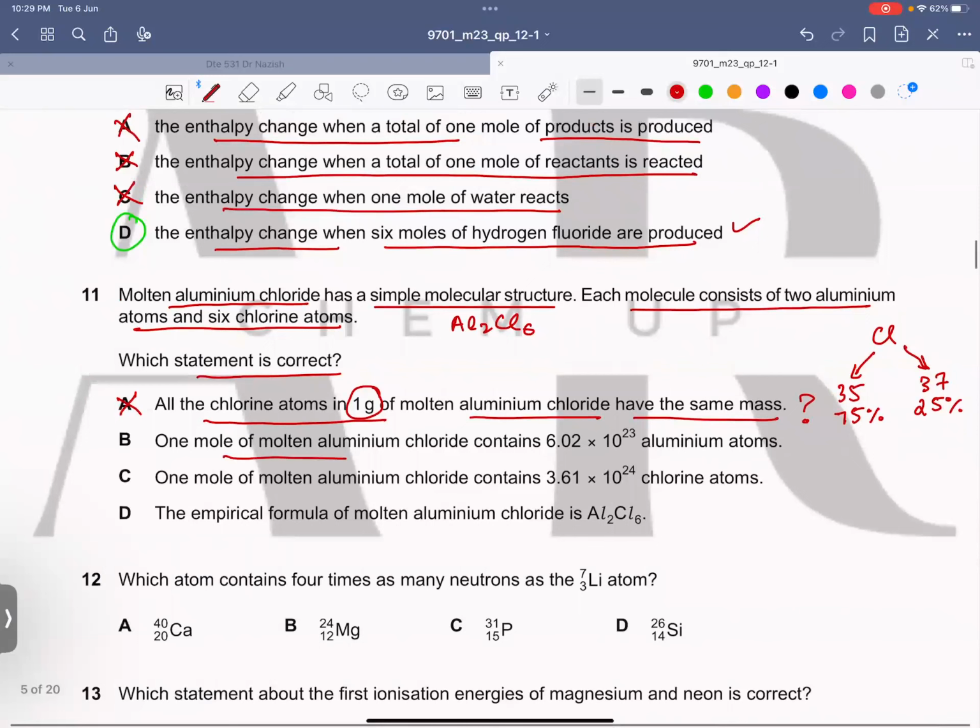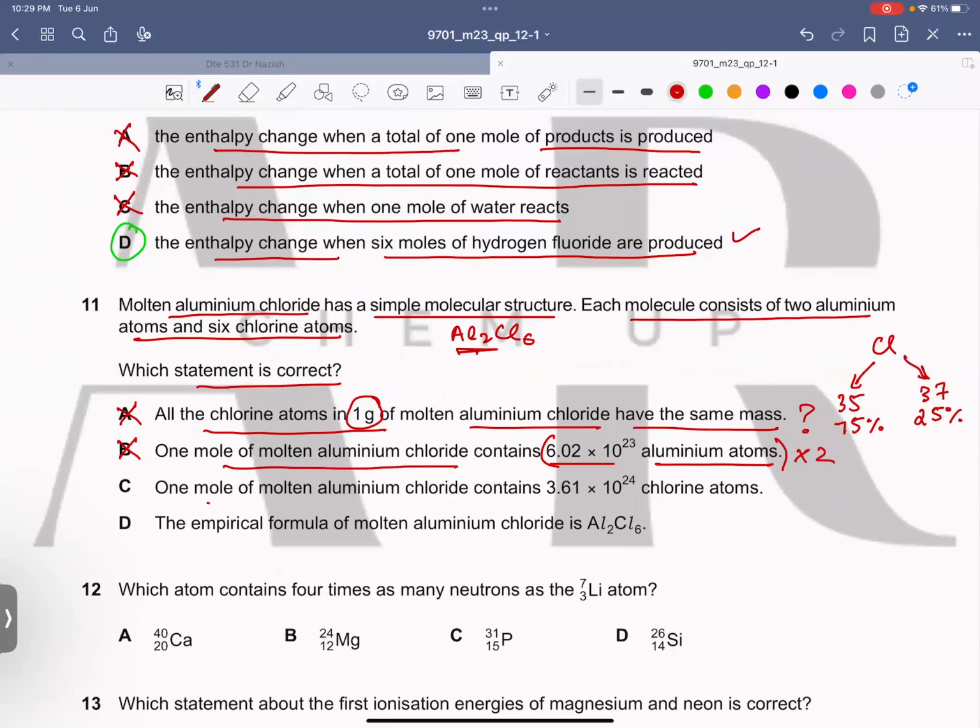Okay. 1 mole of molten aluminum chloride contains 6.02 × 10^23 aluminum atoms. So see, there are 2 aluminum atoms. So if I take 1 mole of molten aluminum chloride, I would have this times 2 of aluminum atoms. So that's why B goes wrong.